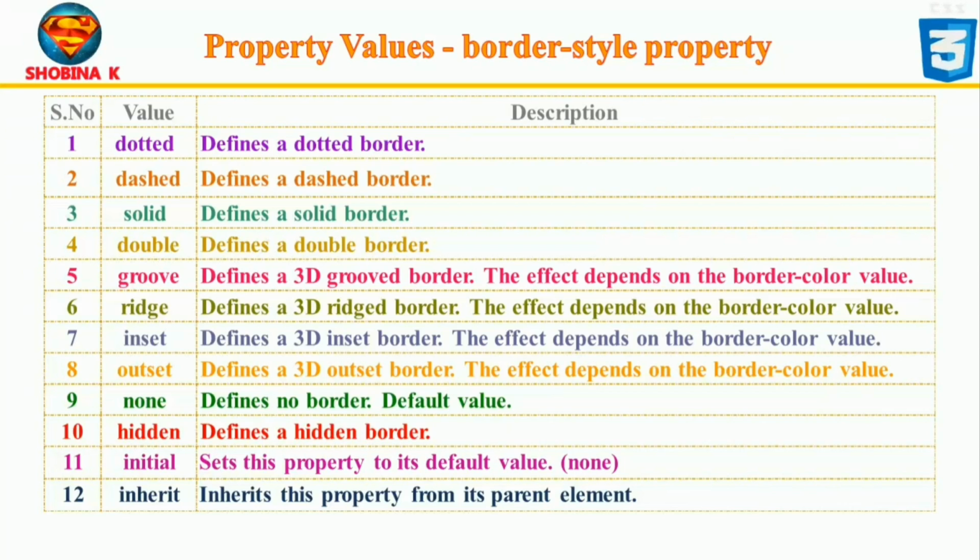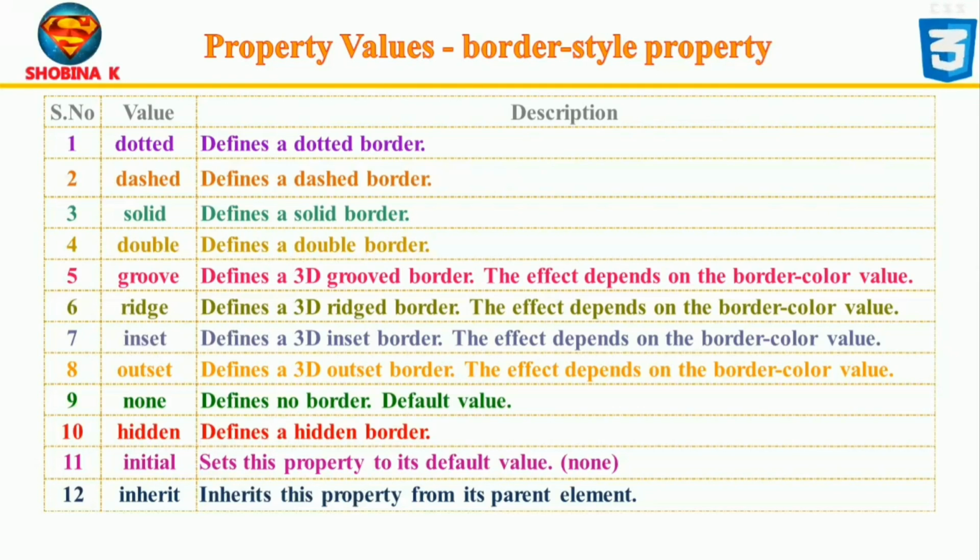Inset defines a 3D inset border. The effect is generated according to the border color value. Border makes the box look like it is embedded in the page. Outset defines a 3D outset border. The effect is generated according to the border color value. That is, the border makes the box look like it is coming out of the canvas.